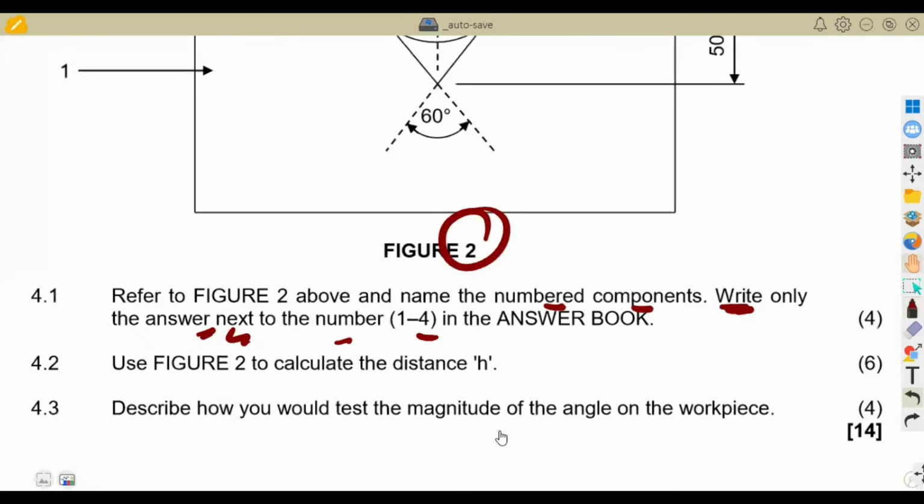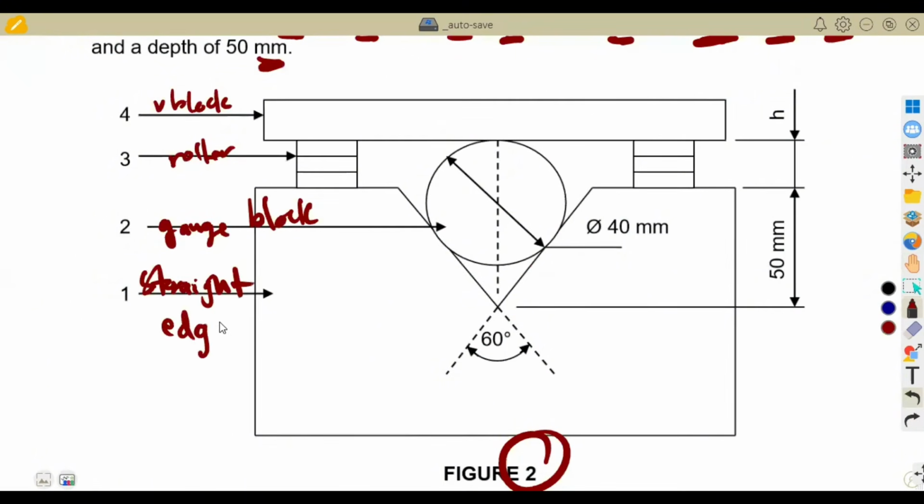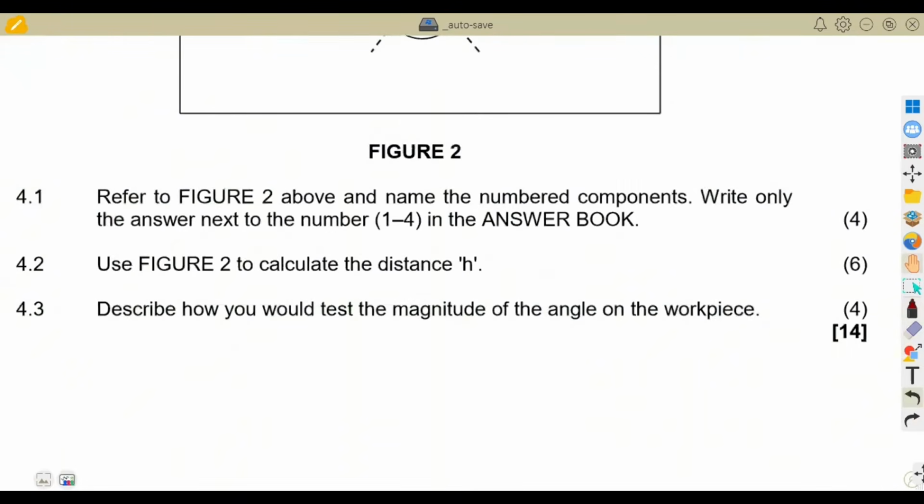All right, the components here, what we have. So remember this. The fourth part is the V block. This one is just going to be the V block, the roller. We also have our gauge block. That's our gauge block there. And one, which is the straight edge. It's a straight edge, this one. So you just need your diagram and so forth. I think this one, guys, you can just recall from your theory. I'm worried about this question here.